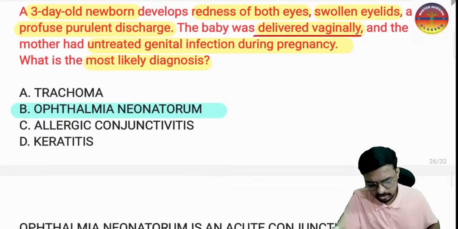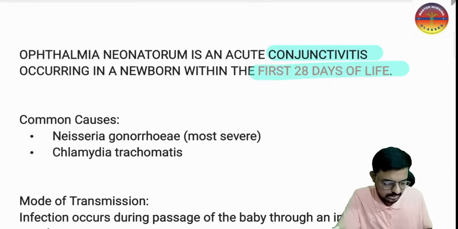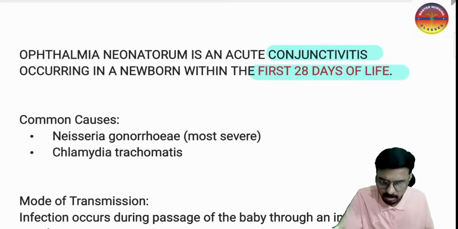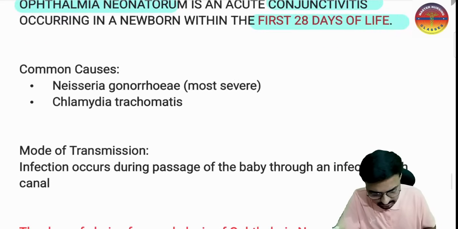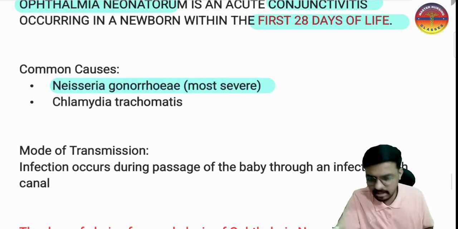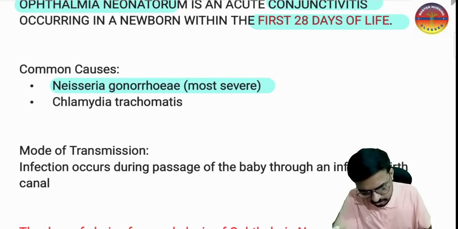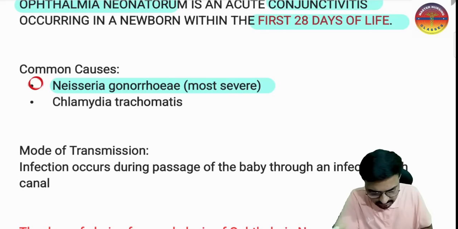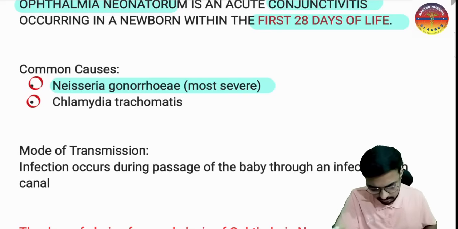So what is ophthalmia neonatorum? It is conjunctivitis happening in the first 28 days of life. Okay, the most common and most severe cause is Neisseria gonorrhoeae, and the second most common is Chlamydia trachomatis, where trachoma is happening. Okay, most important.